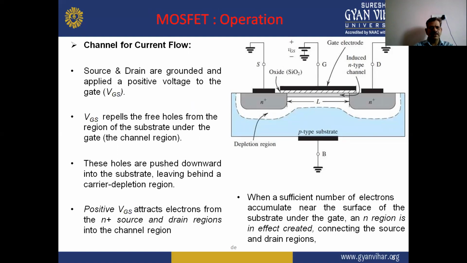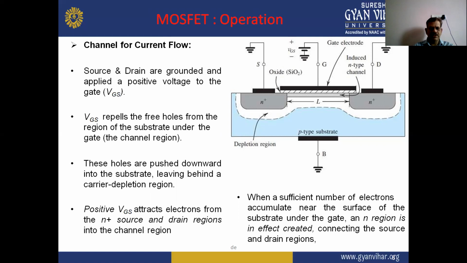And next one, the channel for current flow in the operation of MOSFET. So in this diagram, the source and drain are grounded and a positive voltage VGS is applied to the gate. The VGS repels the free holes from the region of the substrate under the gate, the channel region, and these holes are pushed downward into the substrate, leaving behind a carrier depletion region.